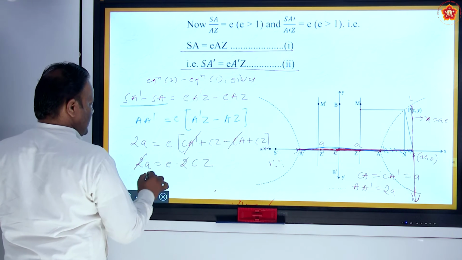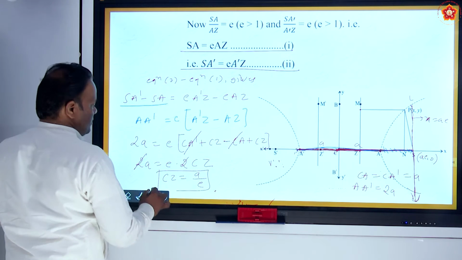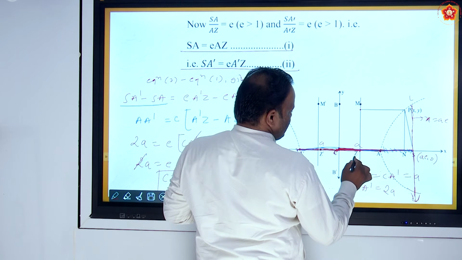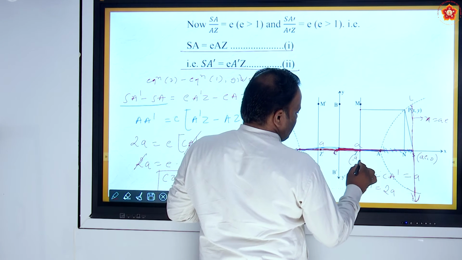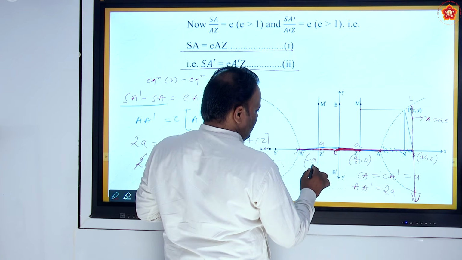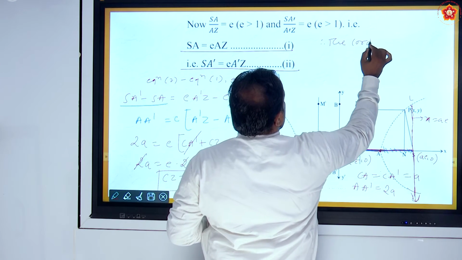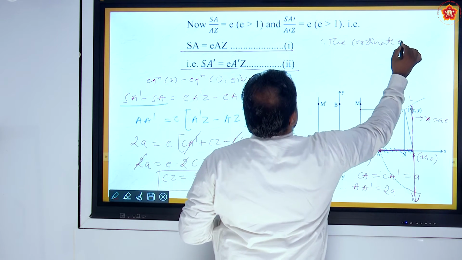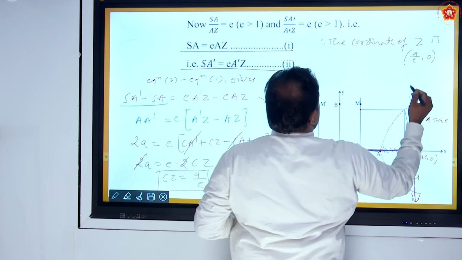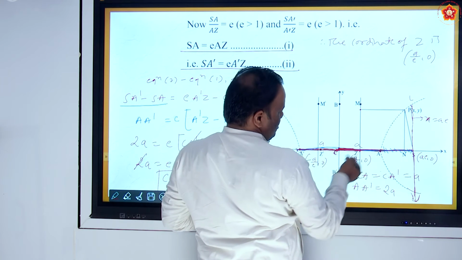The 2 gets cancelled, you take A this side, CZ equal to A by E. CZ equal to A by E means this length is A by E. Therefore the Z coordinate is A by E comma 0. This Z coordinate is minus A by E comma 0. Therefore the coordinate of Z is A by E comma 0. This is positive, this is negative. You can write plus or minus A by E comma 0.